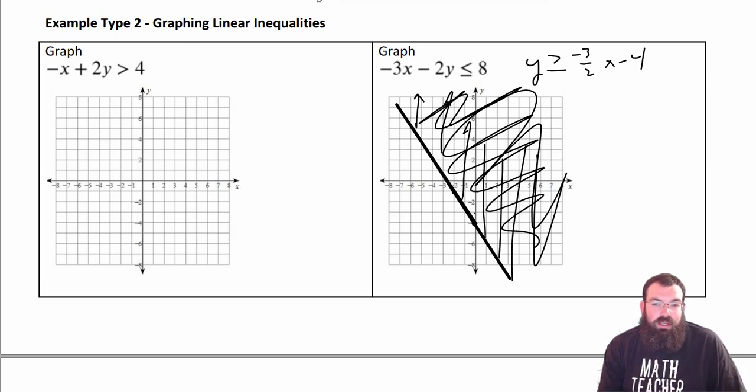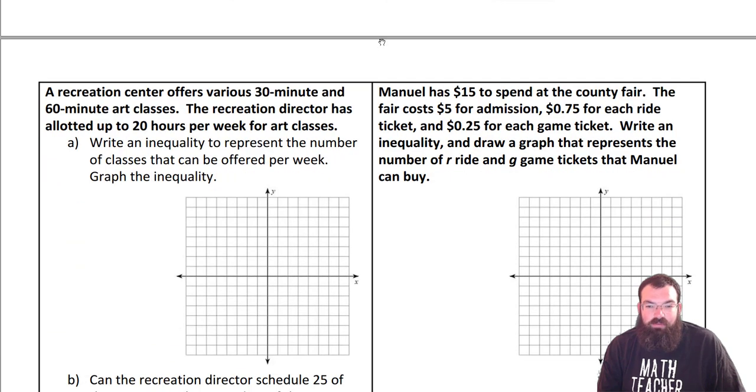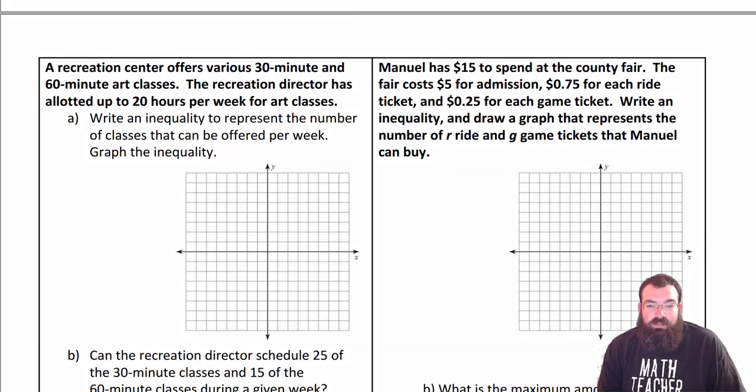That one was pretty easy. Let's go to the one I'm talking about, Manuel, at the county fair. There we go. This one's a little more complicated. This is a little different than what we just did, but that's okay.